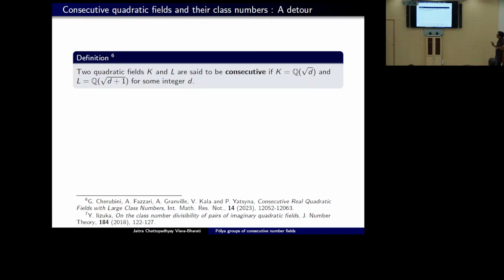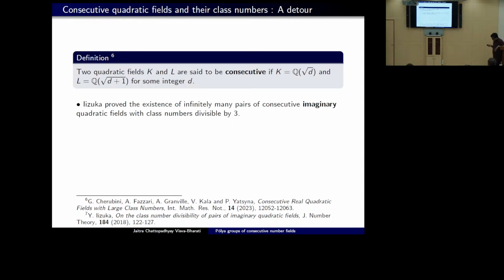Now we call two quadratic fields to be consecutive if they look like Q(√d) and Q(√(d+1)). So notice that while defining the notion of consecutiveness, we do not require both d and d+1 to be square-free, because that would be too much to ask. Because if we then want to ask for 10 consecutive fields, that means d+1 up to d+9, all of these have to be square-free, but that is not the case, because something or the other will be divisible by 4. So we call two quadratic fields consecutive if they are of this form, Q(√d) and Q(√(d+1)).